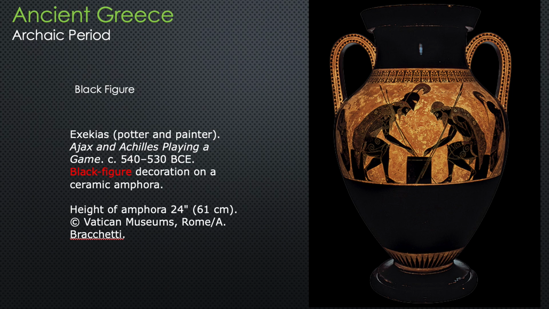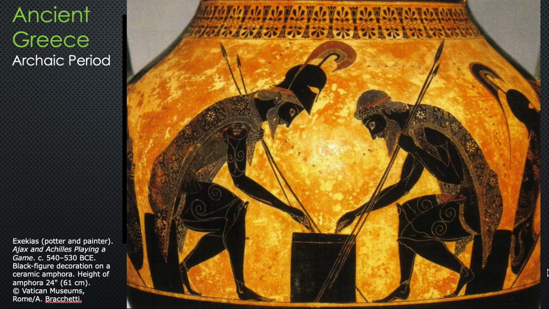It's a black figure. This is Ajax and Achilles with a board game, and they're playing a game. This story comes from the Trojan War. So notice how all the decoration now is reduced to one band right around the shoulder of the vase, and the rest of the vase is left just solid black. And this is an amphora, so it has handles on either side.